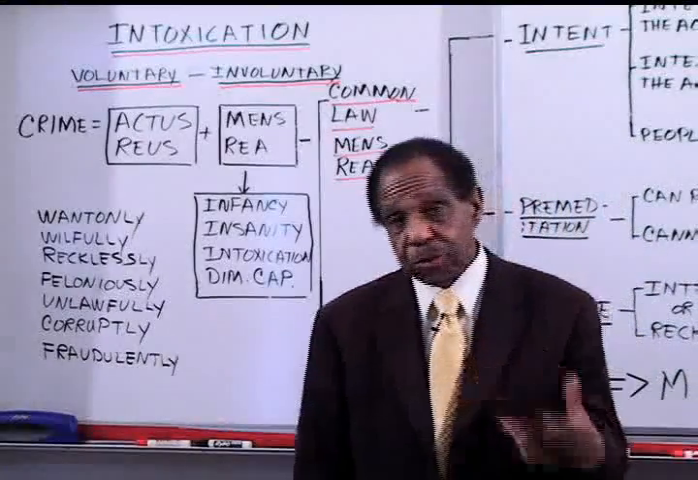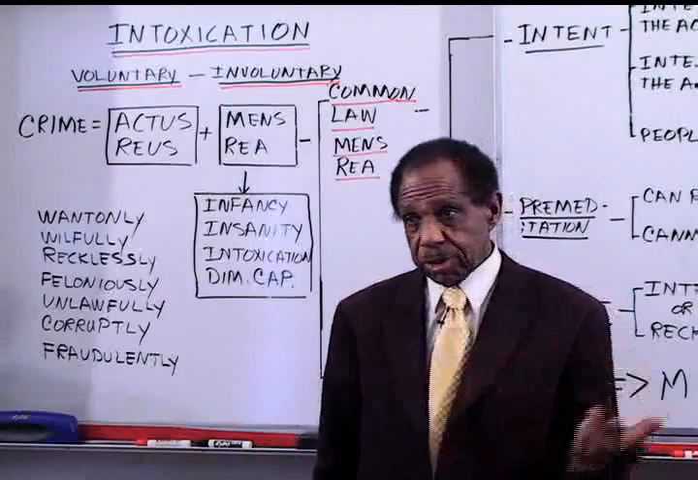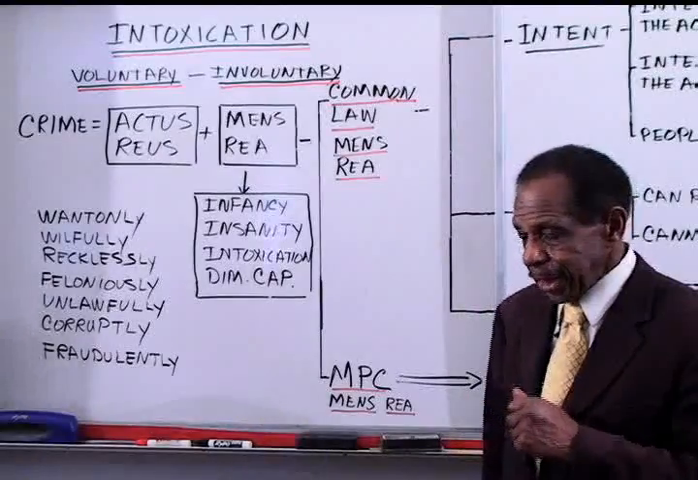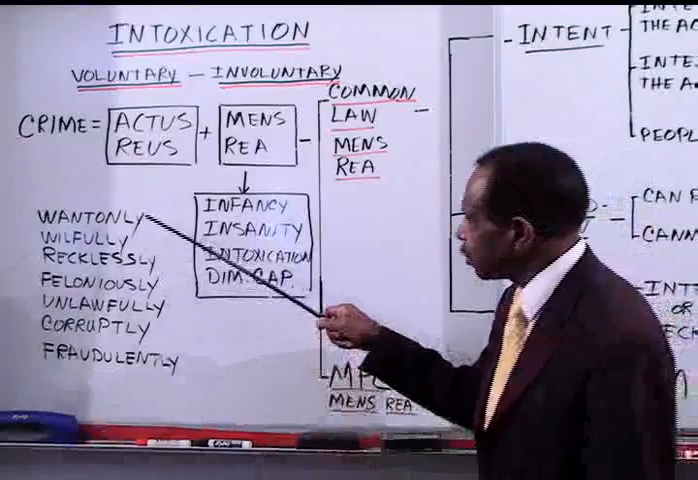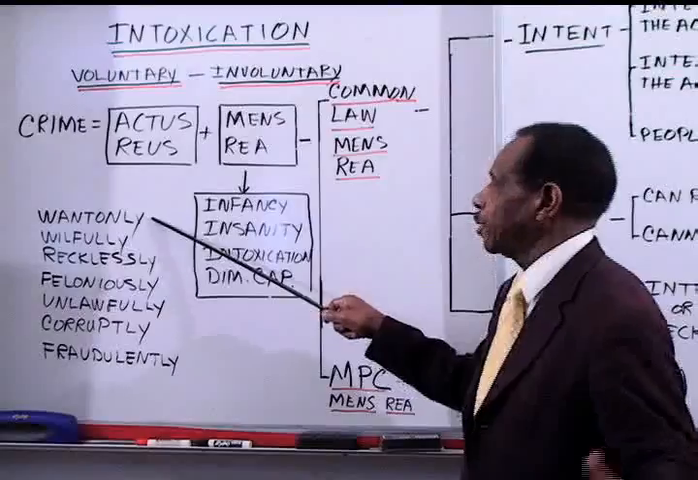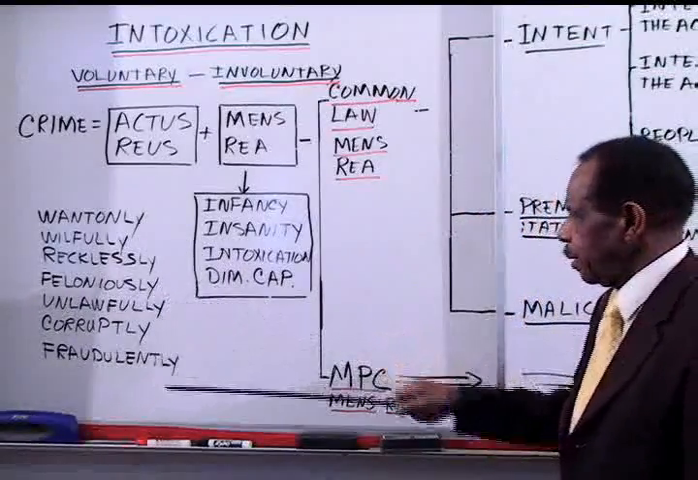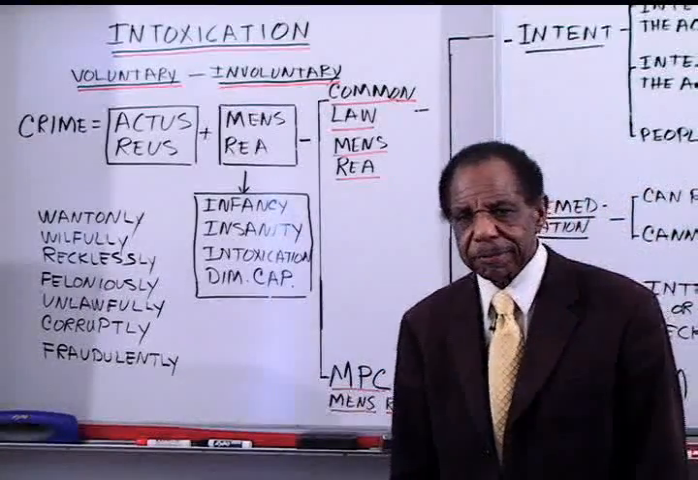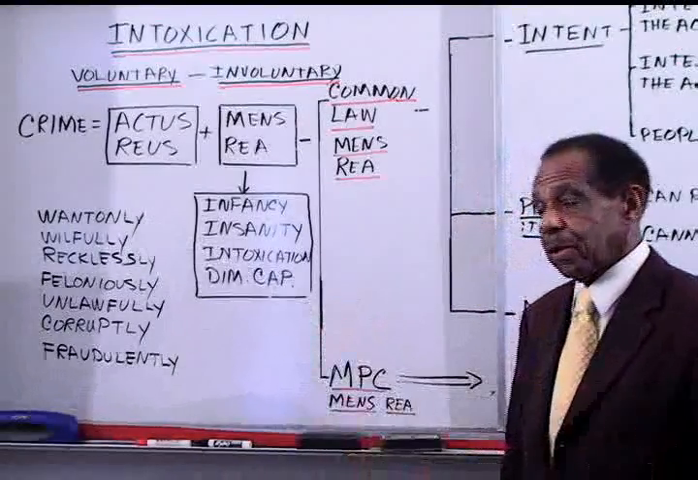So I guess our next question is, what kind of mens reas do you have to have for crimes? If you look at the literature, the books, the case law, and the statutes, you'll see states of mind like these. The person acted wantonly, or willfully, or recklessly, or feloniously, or unlawfully, corruptly, fraudulently, all these different states of mind. So each crime has its own state of mind.